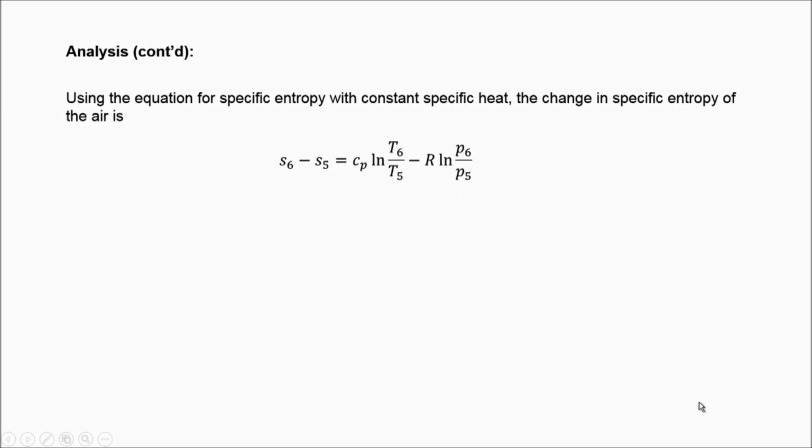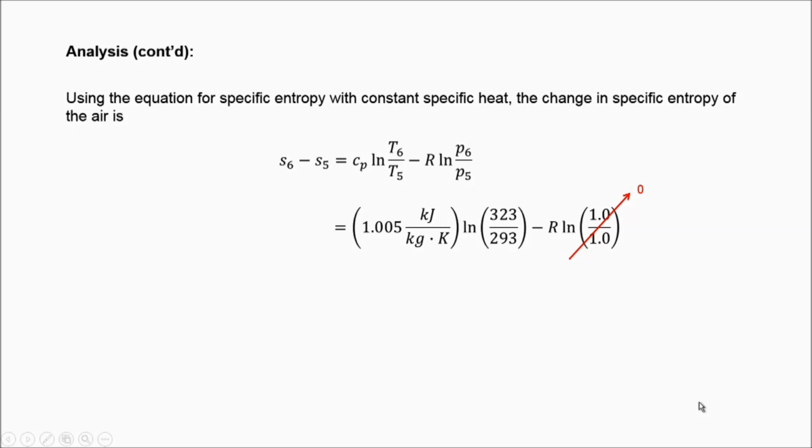Using the equation for the change in specific entropy for a gas with constant specific heat, the change in specific entropy of the air is given by the following expression. S6 minus S5 is equal to Cp times the log of T6 over T5 minus R times the log of P6 over P5.